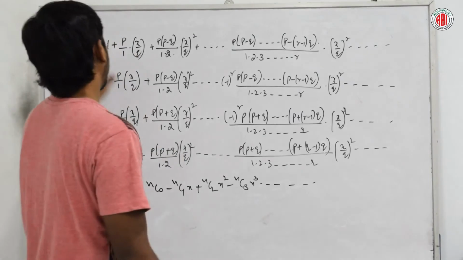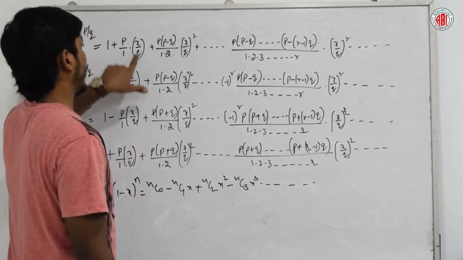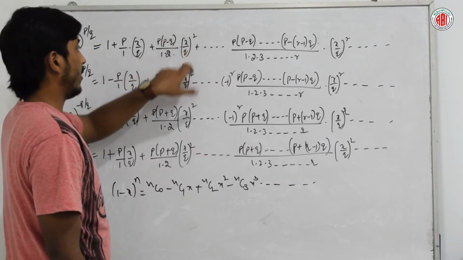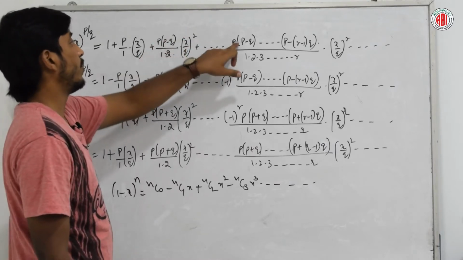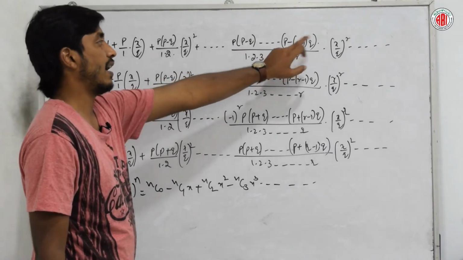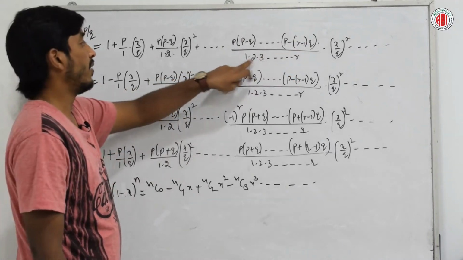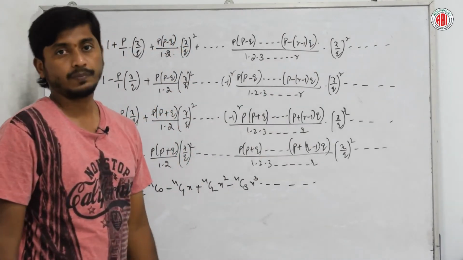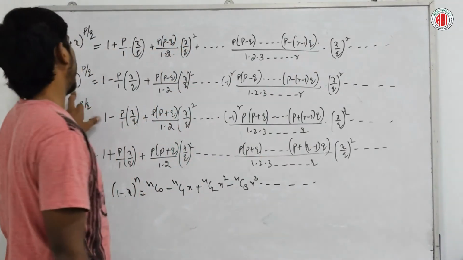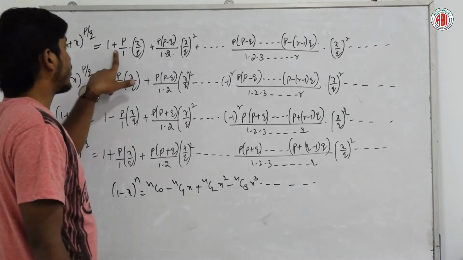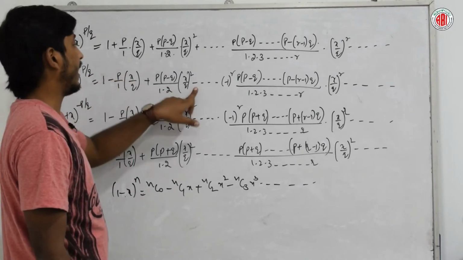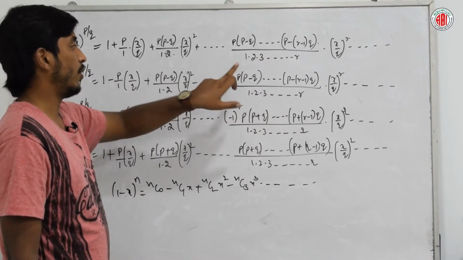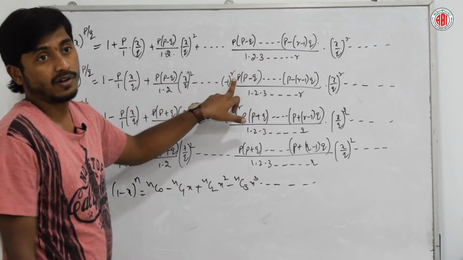So this will be like 1 plus p by 1 into x by q plus p into p minus q by 1 into 2 into x by q whole square and so on up to p into p minus q and so on up to p minus r minus 1 into q by 1 to 3 and so on up to r into p x by q whole power r. Clear? Similarly, if 1 minus x whole power p by q is there, instead of plus we'll have alternative negative terms. Is it right? That's why we'll have minus 1 whole power r, where r is the number of the term.